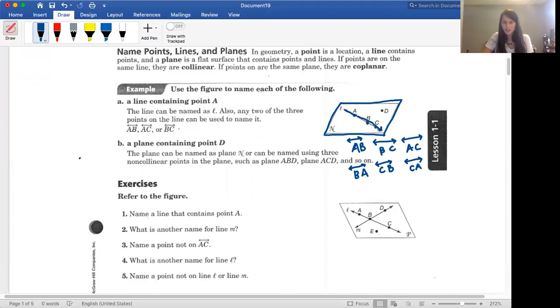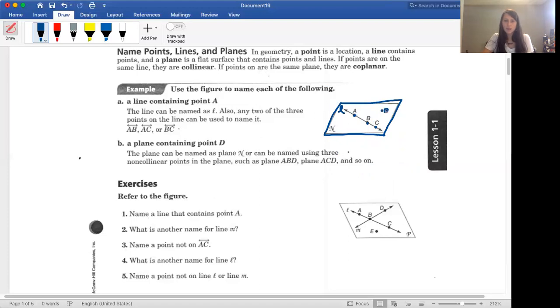Now, do you see this letter L right here in cursive? This letter L right there. That's another way to identify a line. And so we can also call this line L. I'm just giving myself some space by erasing. So this can also be called line L. So we've got a line here, a plane N, and point D. So we've got lots of parts here.